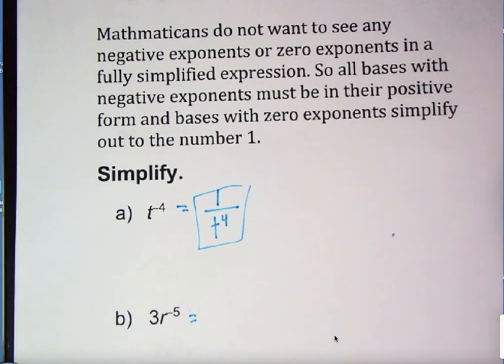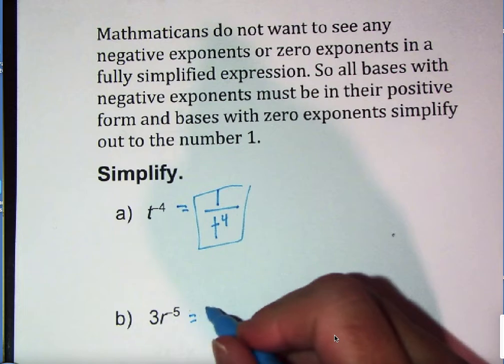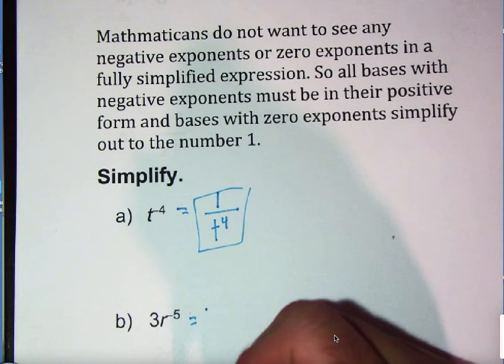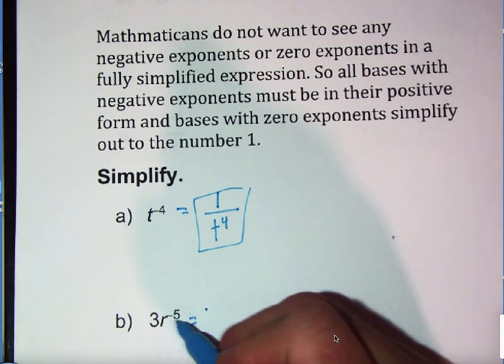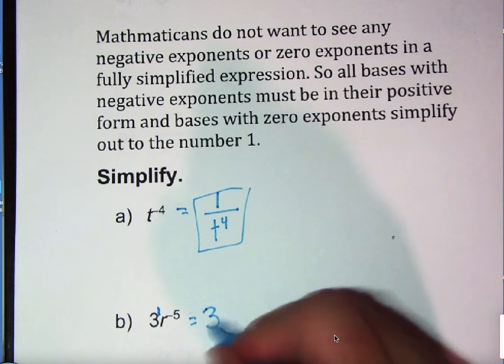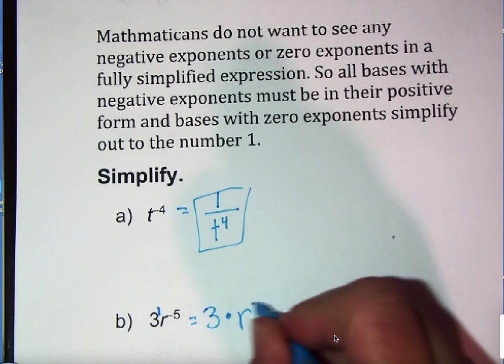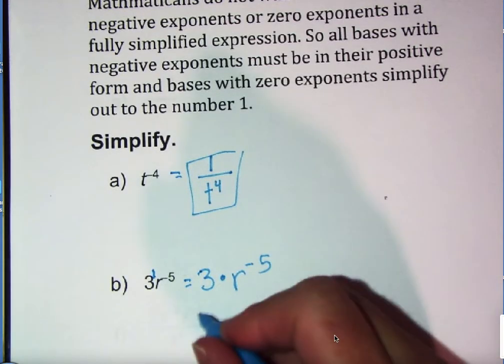Okay, next one. We have 3 times r to the negative 5th. What's the exponent for r? Negative 5. What's the exponent for 3? Well, actually, it's interesting. It's 1. So it's 3 times r to the negative 5th. And since 3 is to the first power, we're good. We can leave it as 3.